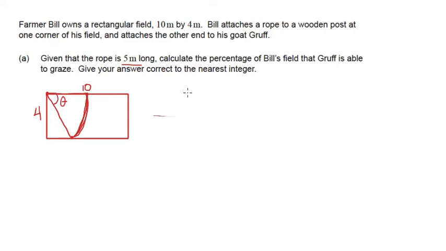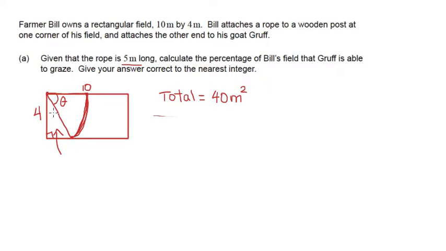Okay, so the total area of the entire field would be 10 by 4, so that would be 40 meters squared. So what portion of 40 can Gruff graze on? So first we're going to find this area. So the area of this triangle, this is a right angle triangle because it's a rectangular field.